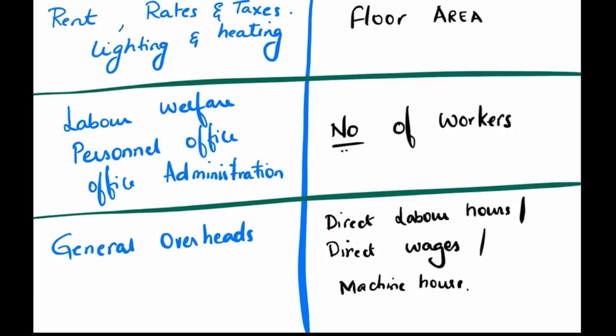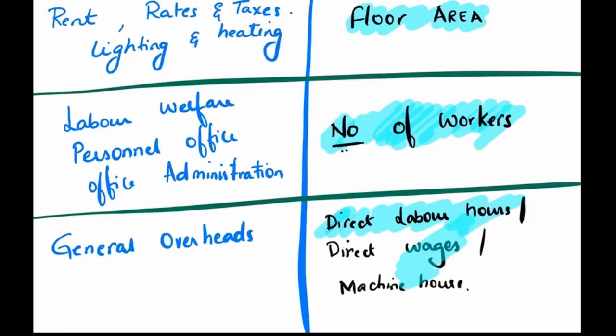First, rent, rates, taxes, lighting. This will be apportioned based on the floor area. Second, labor welfare, personnel office or office administration will be divided based on the number of workers. General overheads are going to be divided based on the direct labor hours. If I don't have information about the direct labor hours, I'll be trying to use my direct wages. If I cannot use my direct wages, I'll be doing it based on the machine hours.